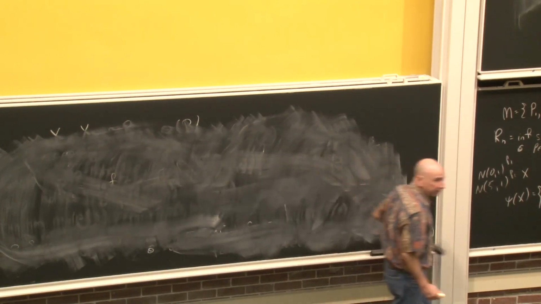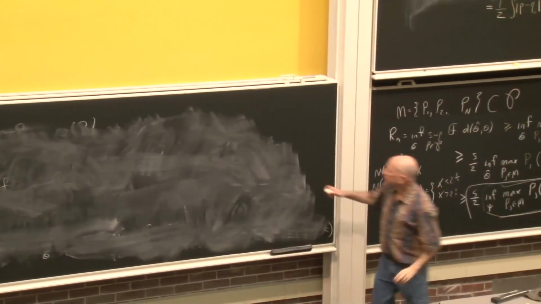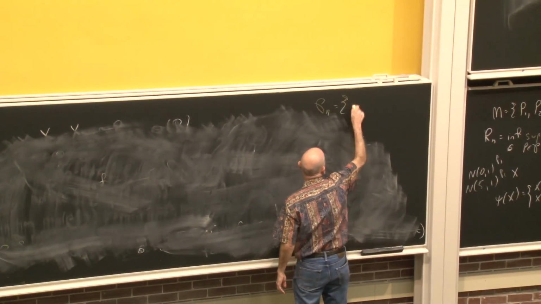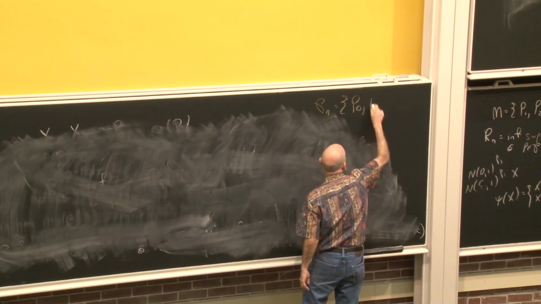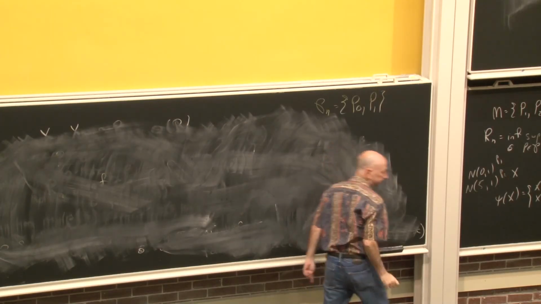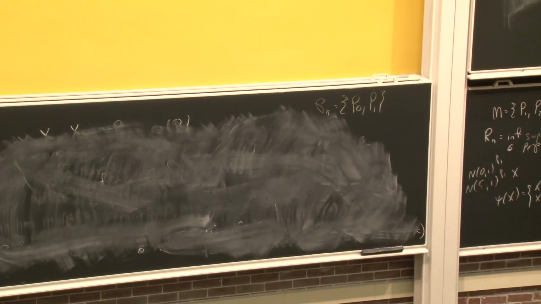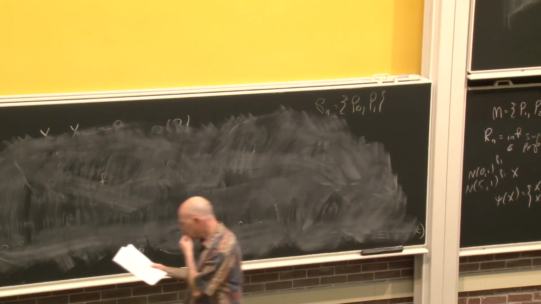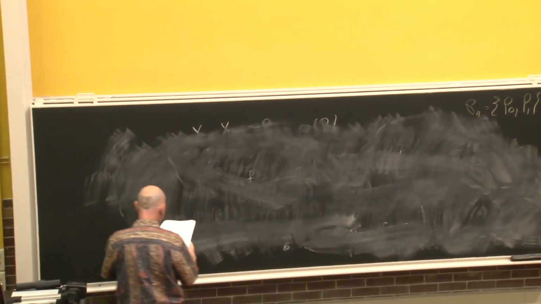So I'm going to do a very special construction here. I'm going to do the simplest one we can think of, which is to only take two guys, P0 and P1. For many problems, that actually suffices.